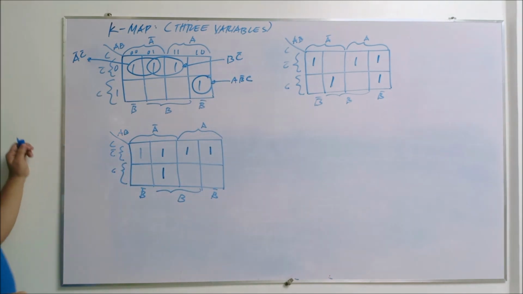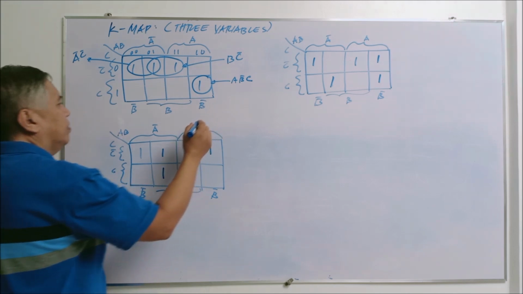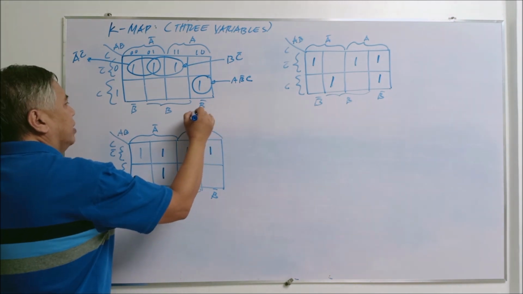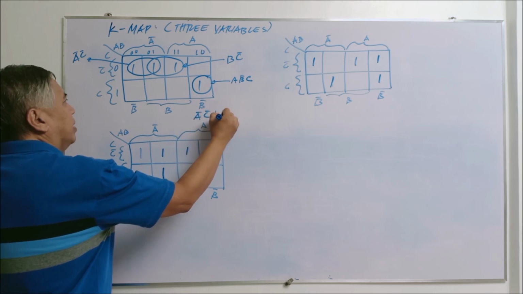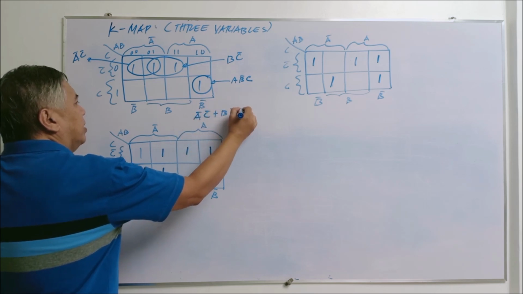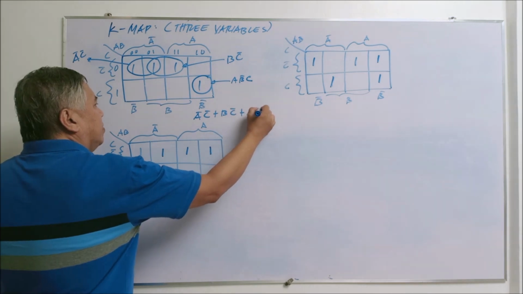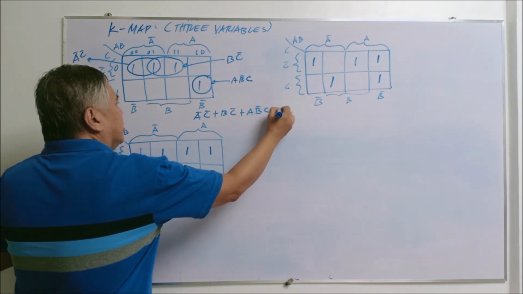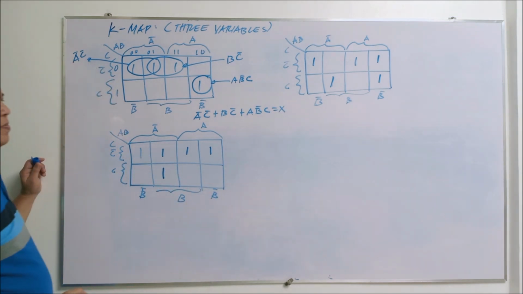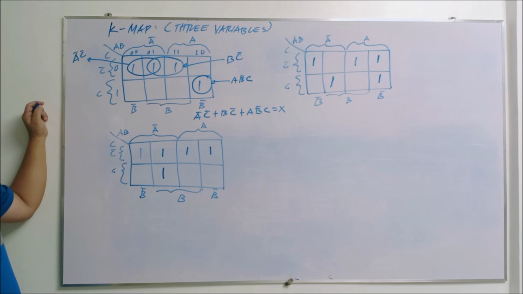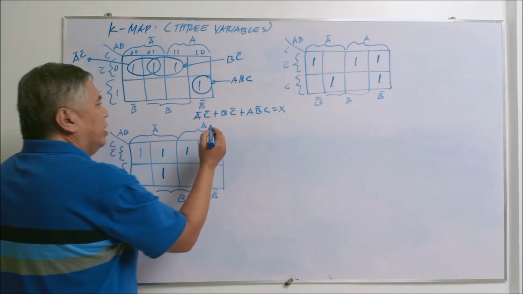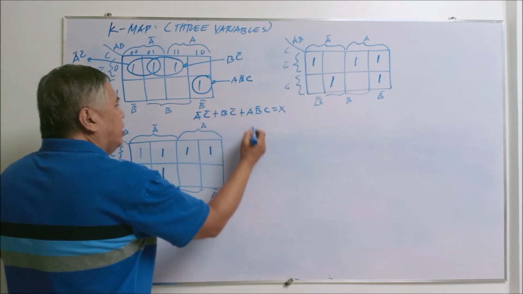So that will be our equation. Generally, our final equation will be A bar, C bar, plus B, C bar, plus A, B bar, C is equal to X. Okay, so that will be our logical equation. And what will be our logical circuit? So we need how many AND gates? 1, 2, 3 AND gates.